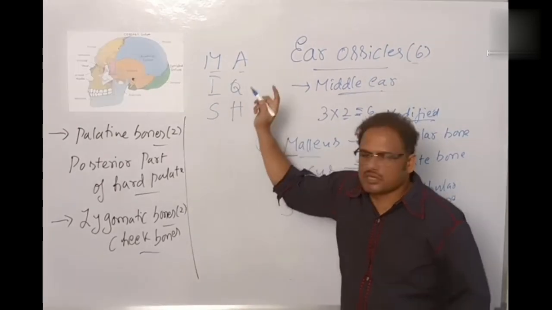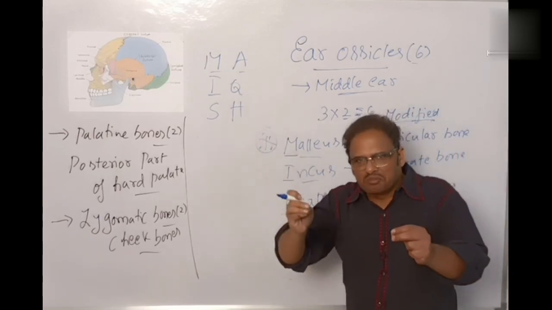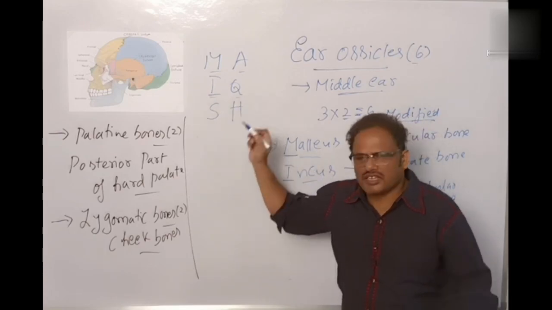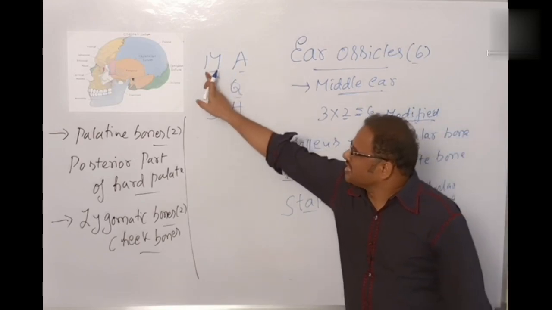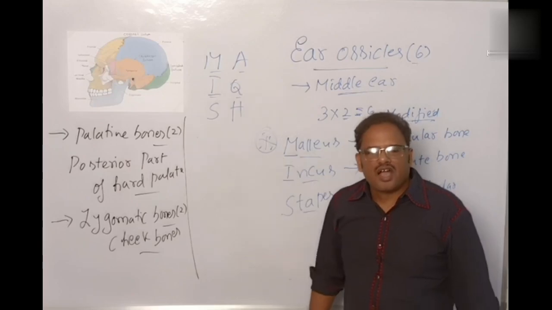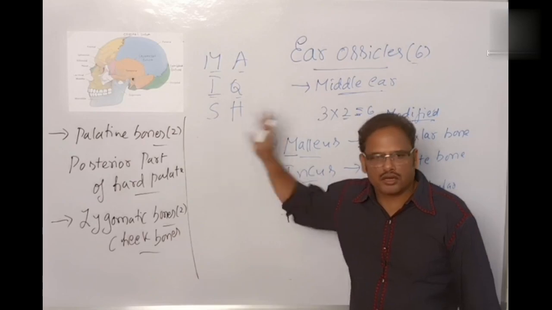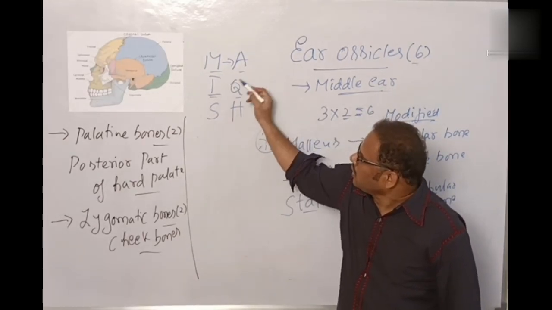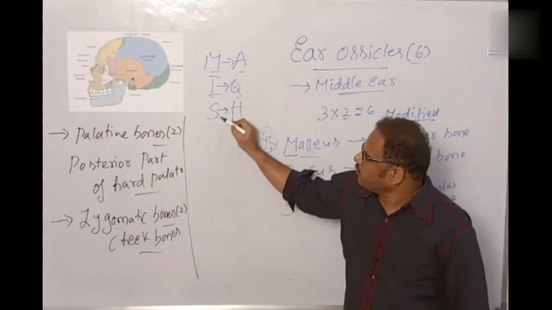MA means Master of Arts. Let's assume that the people who study MA have more IQ. I don't know whether they have IQ or not, you should tell me. So, Master of Arts, intellectual quotient, IQ. And they go for more study hours. SH, study hours. That's it. Got it? Malleus is a modified articular bone, incus is a modified quadrate bone, and stapes is a modified hyomandibular bone.